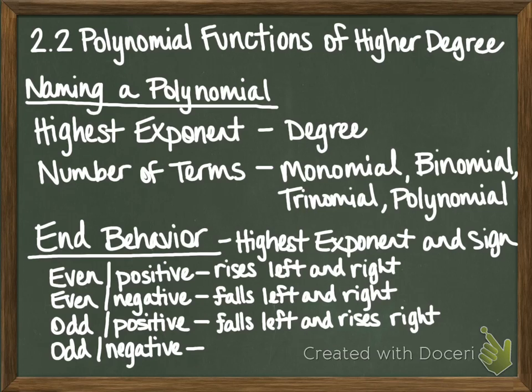So it's going to be the opposite if it's odd and negative. If you think about negative x cubed, then it's going to be doing the complete opposite. It rises on the left and falls on the right. So overall, the whole graph is going down left to right. Okay, so you just remember these rules. Look at the highest exponent and the sign in front of that term, and that will tell you what the end behavior of the polynomial is.